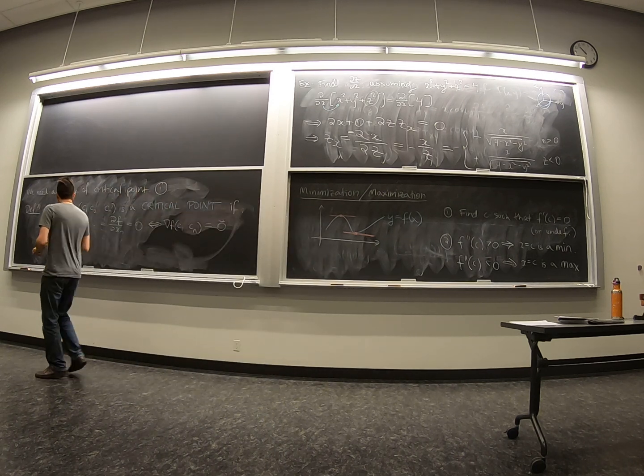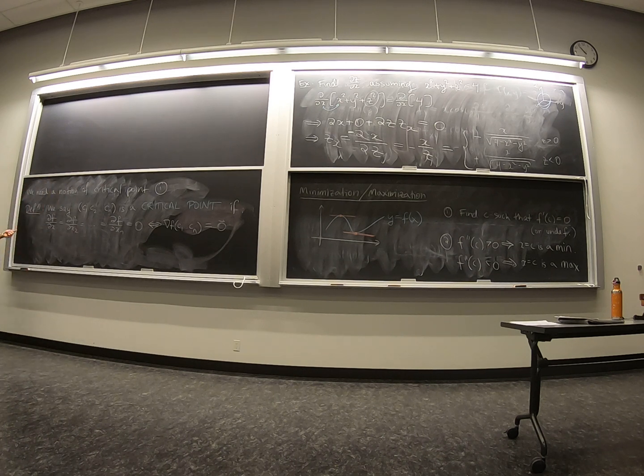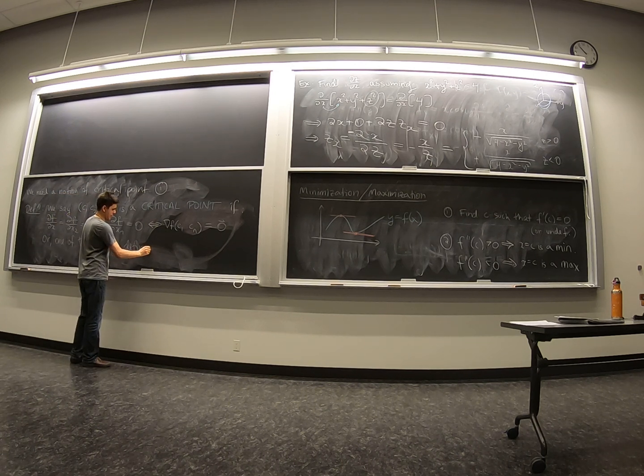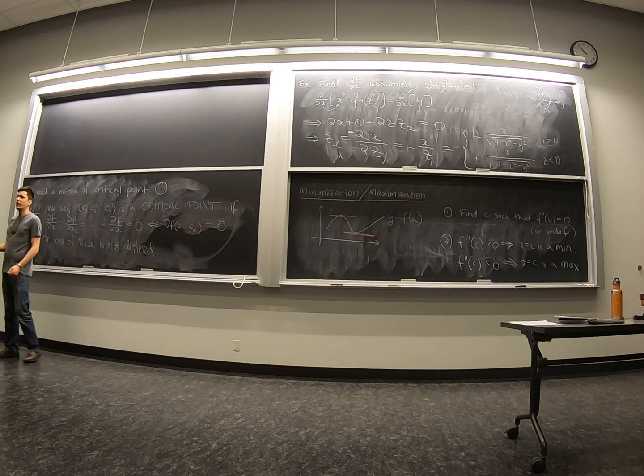Okay? There's also the case to consider when we're doing maximization that one of these things is not defined. We have some directional derivative that's not defined, then we'd be sort of like an absolute value function. Okay, so we've got a notion of critical point.